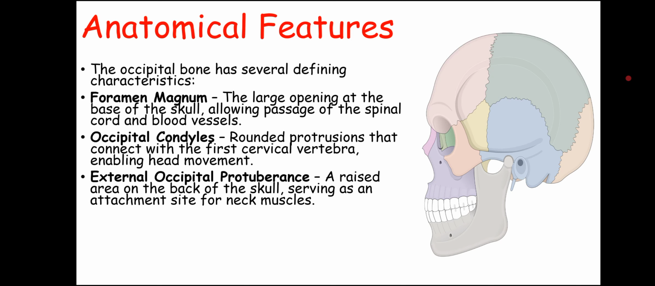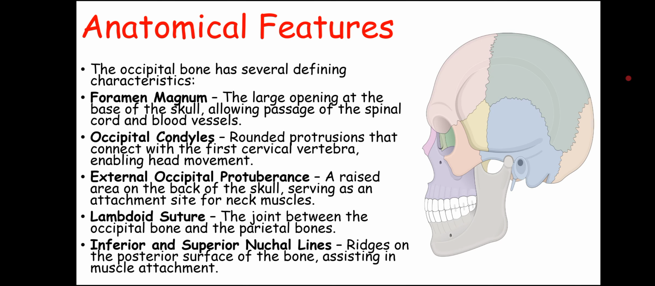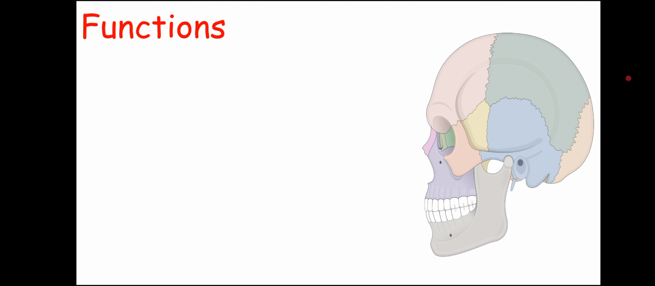Third anatomical feature of occipital bone is external occipital protuberance, that is a raised area on the back of skull serving as an attachment site for neck muscle. Next anatomical feature is lambdoid suture, that is a joint between the occipital bone and the parietal bone. And the next anatomical feature is inferior and superior nuchal line, that are basically the ridges on the posterior surface of the bone and that assist in muscle attachment.